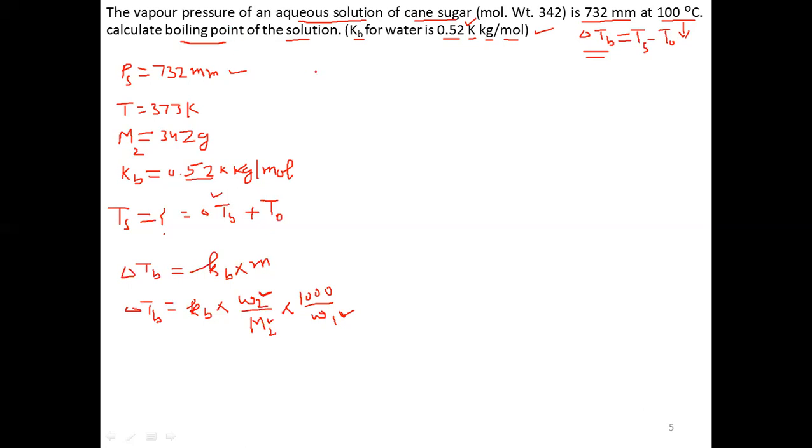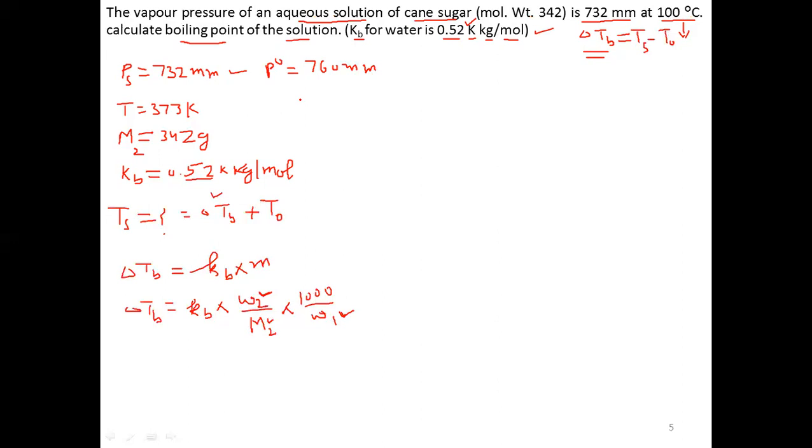The vapor pressure of the aqueous solution of cane sugar is 732 at 100 degrees Celsius. At this temperature, the vapor pressure of the pure solvent, P naught, will be equal to, since 100 degrees is the boiling point of water and the solvent is water, the atmospheric pressure, which is 760 mm.